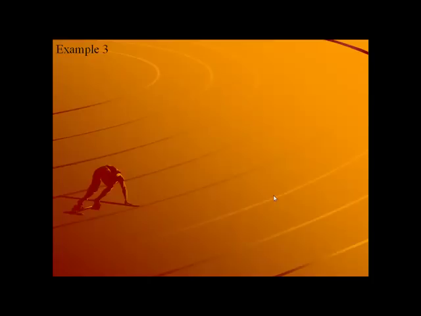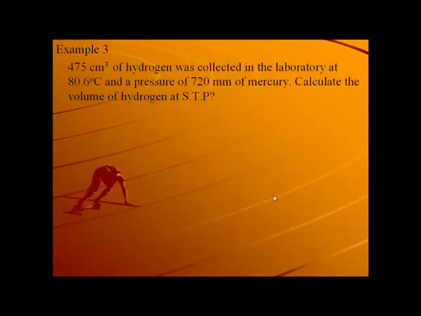Example 3. 475 centimeter cube of hydrogen was collected in the laboratory at 80.6 degrees centigrade and a pressure of 720 millimeter of mercury. Calculate the volume of hydrogen at STP. By STP we mean standard temperature and pressure. The standard temperature is considered to be 273 degrees Kelvin and pressure is 760 millimeter of mercury.